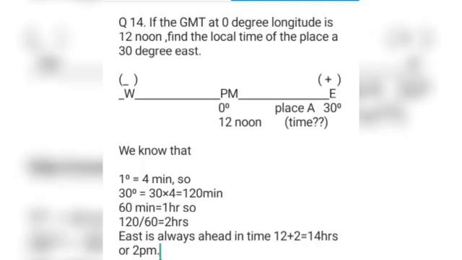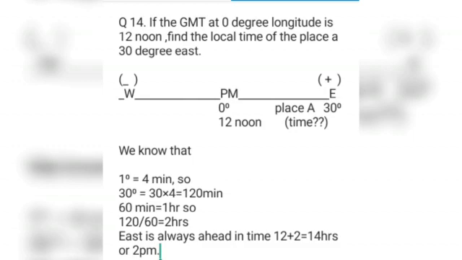Let us go through the time-based sum given in the book, question number 14. If the GMT at 0 degree longitude is 12 noon, find the local time of the place A, 30 degree east. Now for this purpose, we draw one line. We write down east, prime meridian and west. At the top of the west, we write down negative, and at the top of the east, we write down positive.